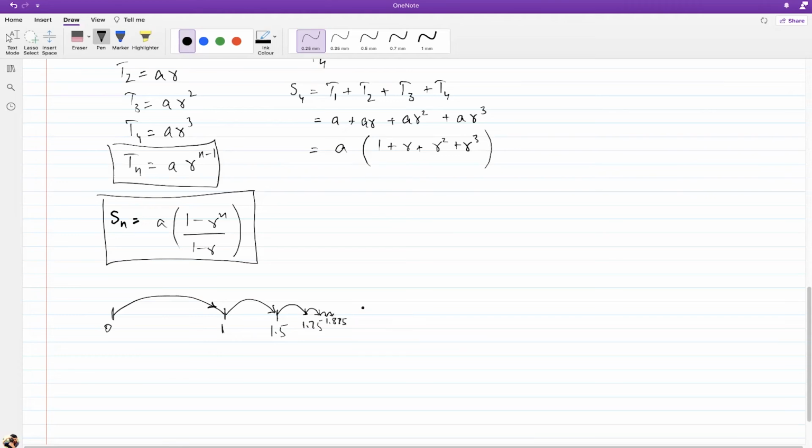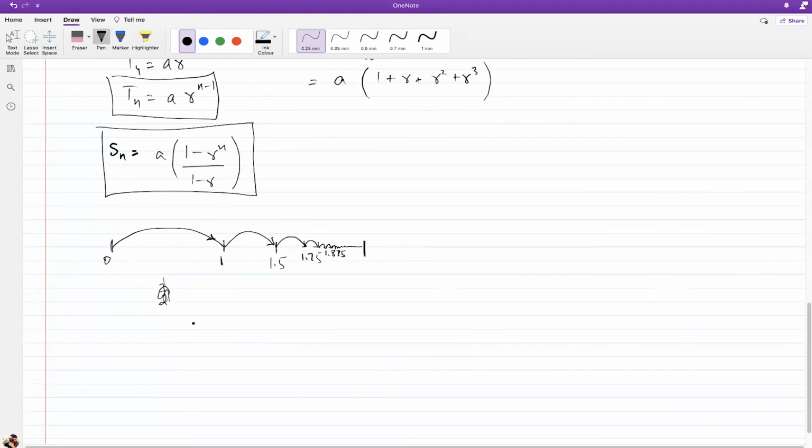So ultimately, where will he reach? If he keeps on doing that infinitely many times, how much total distance will he cover? It's a geometric series, by the way. He's multiplying the distance by half every time. I don't know. Okay, let me show this in a graphical way.